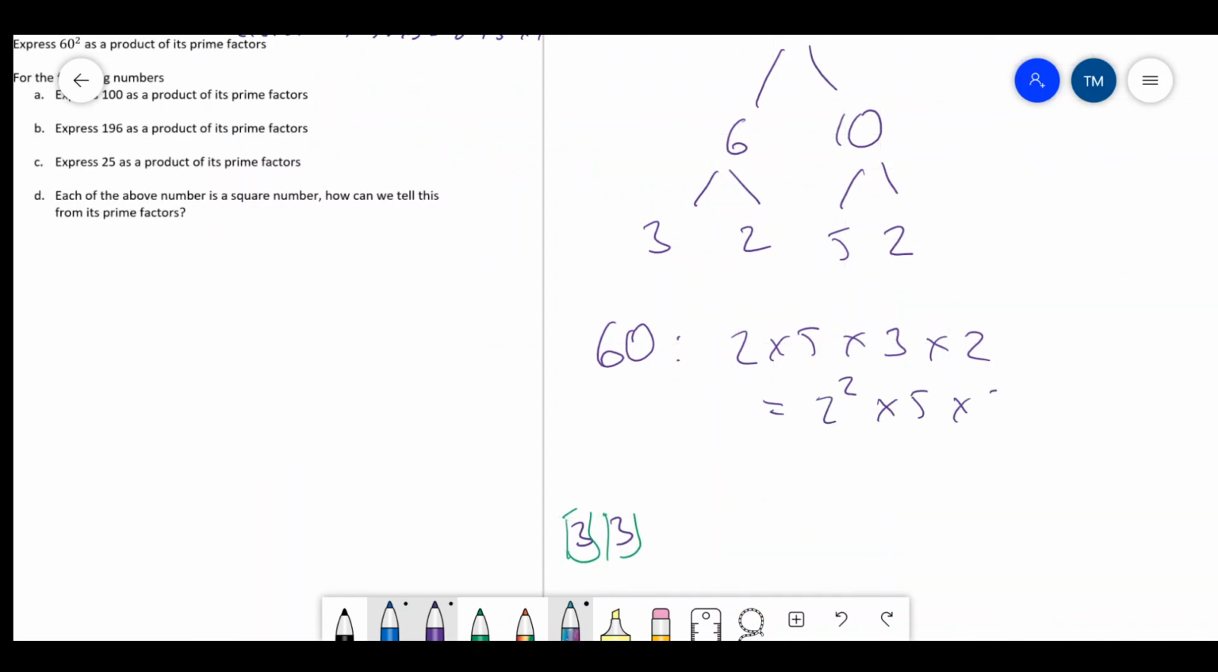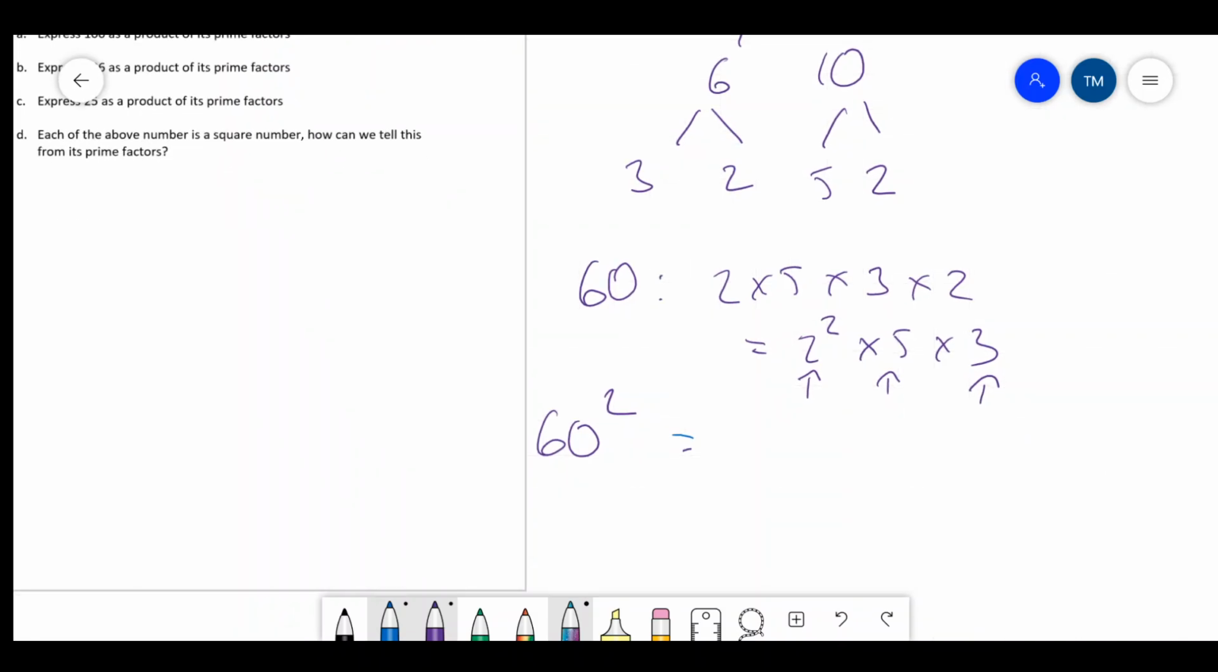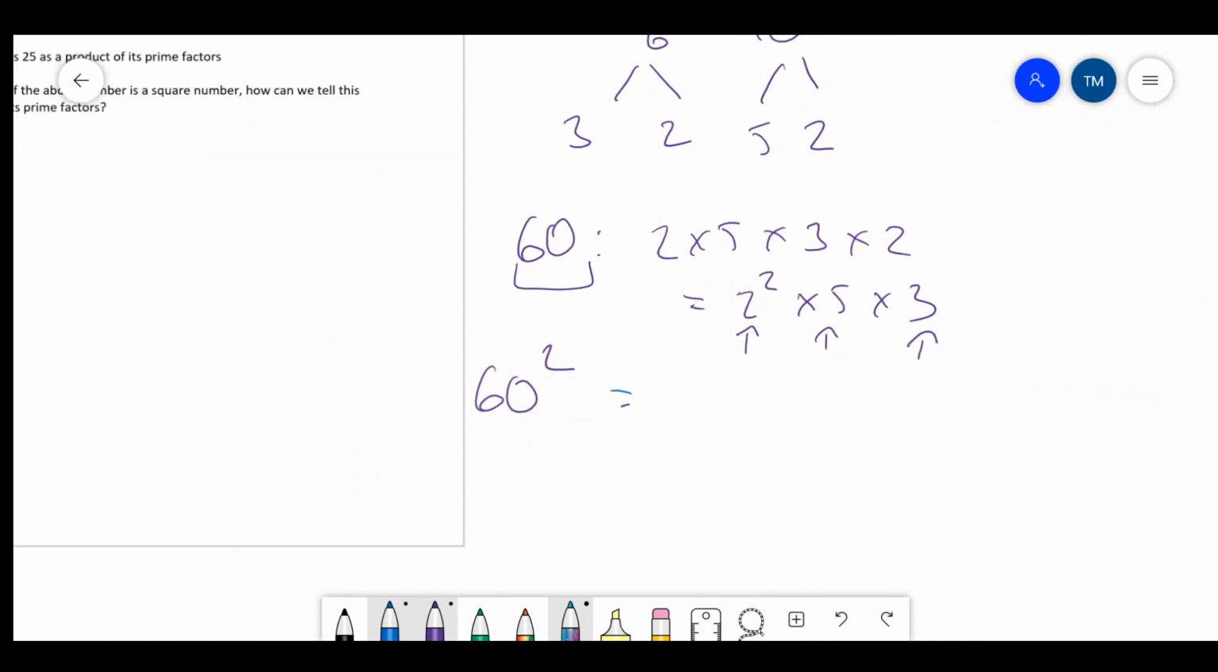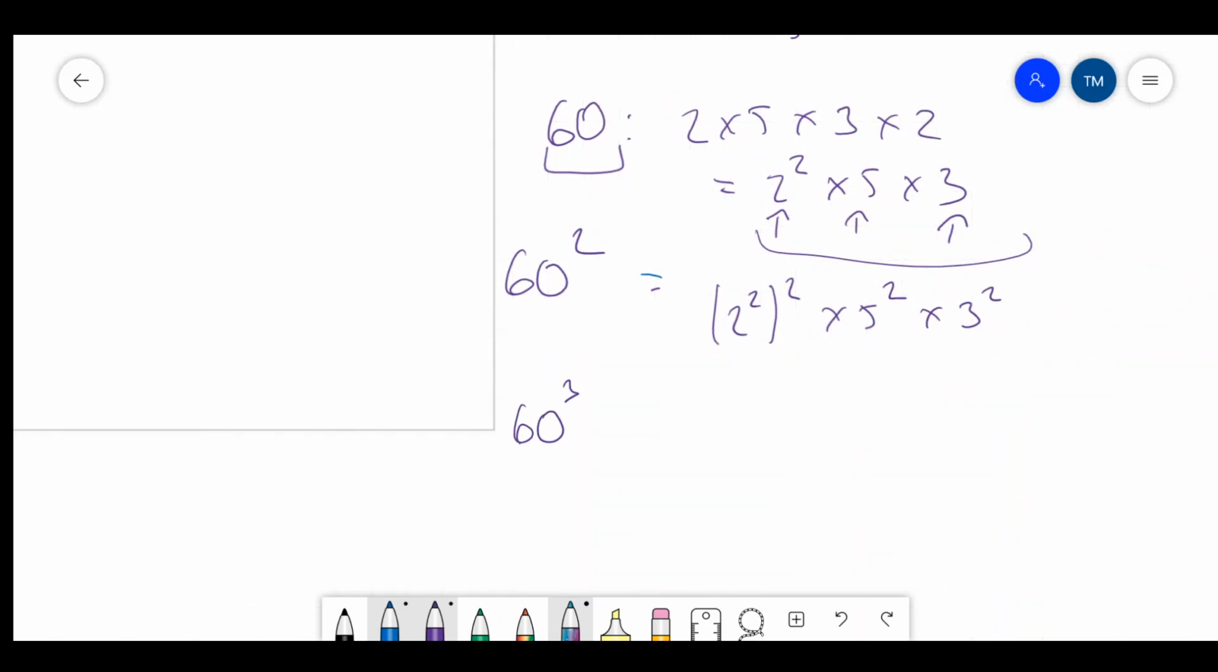times 5 times 3. Now, what we were after in the question is 60 squared. So what we can do is take all of these individual terms and square them, because we squared the left-hand side. You can treat it as an equation. You've squared this side, so you need to square all the components on the other side. So we could say that's the same as 2 squared squared times 5 squared times 3 squared. And that will give you your result. If you wanted to do 60 cubed instead, you could do 2 squared cubed times 5 cubed times 3 cubed.